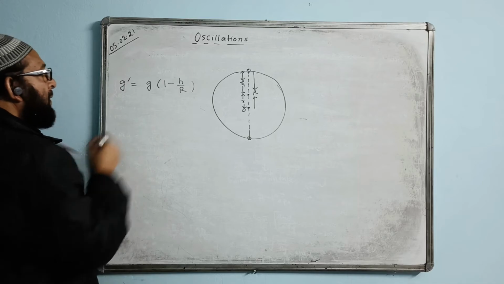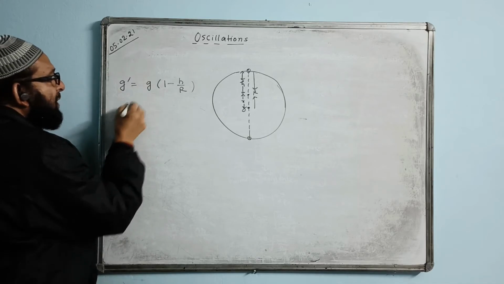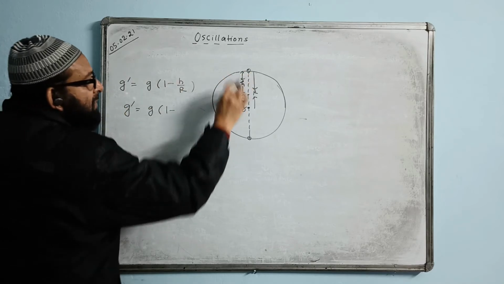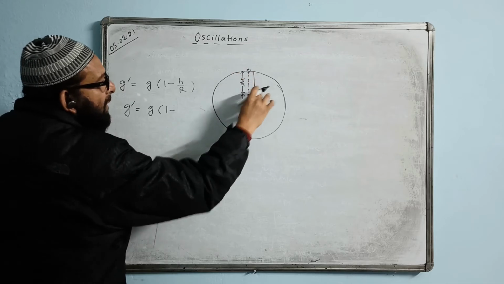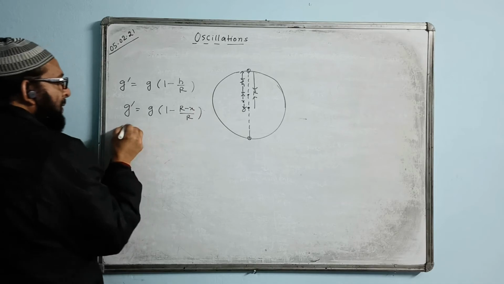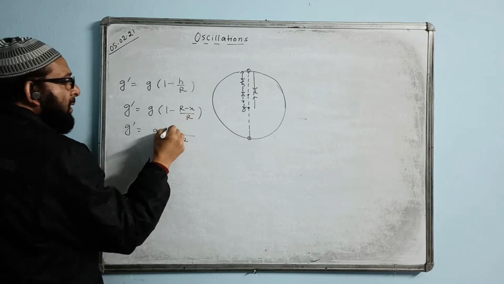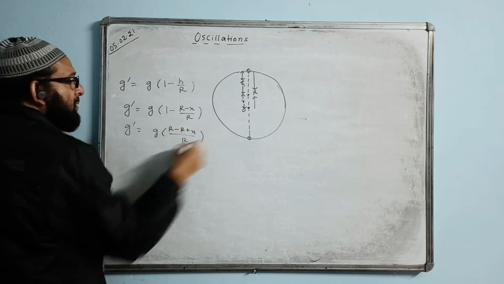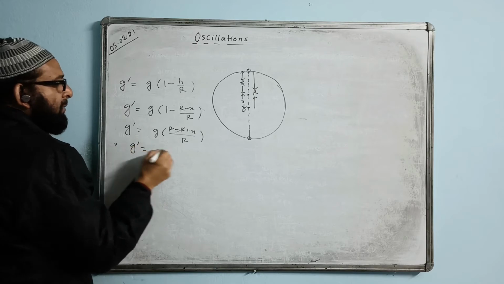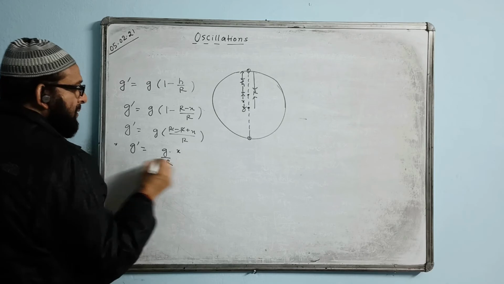We have this formula. Now, g dash is equal to g (1 minus h by r). What is the value of h in terms of x? The value of h will be r minus x. I'll write it as r minus x by r. The g dash value will become g, LCM is r, it becomes r minus r plus x. These two will cancel. g dash will be g into x by r.